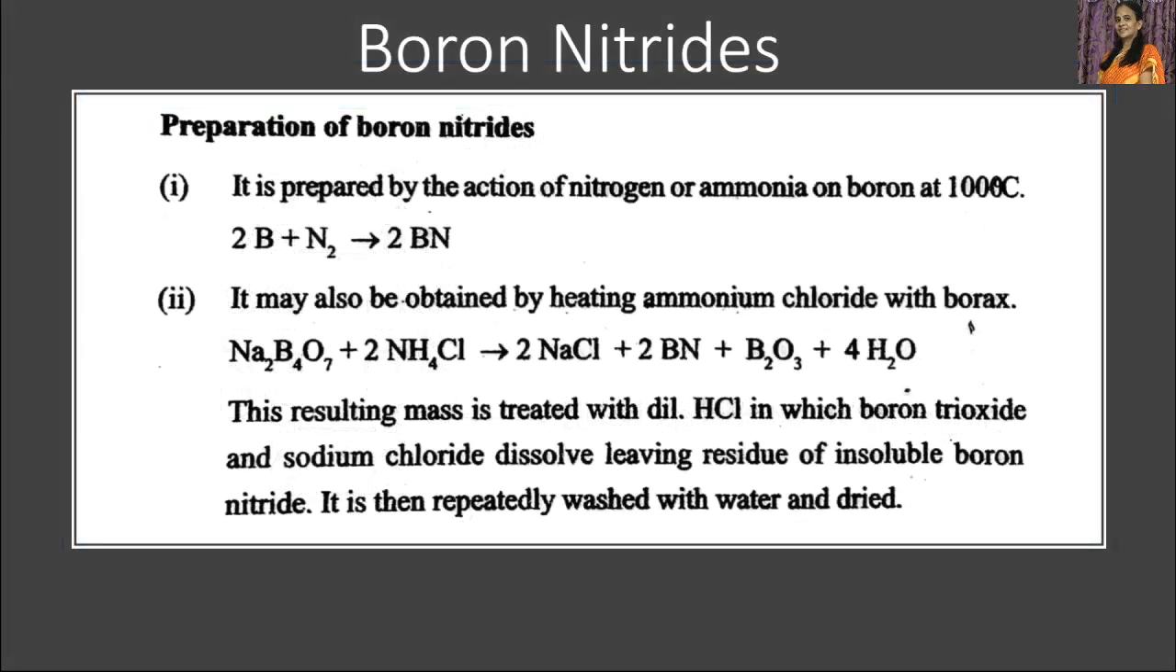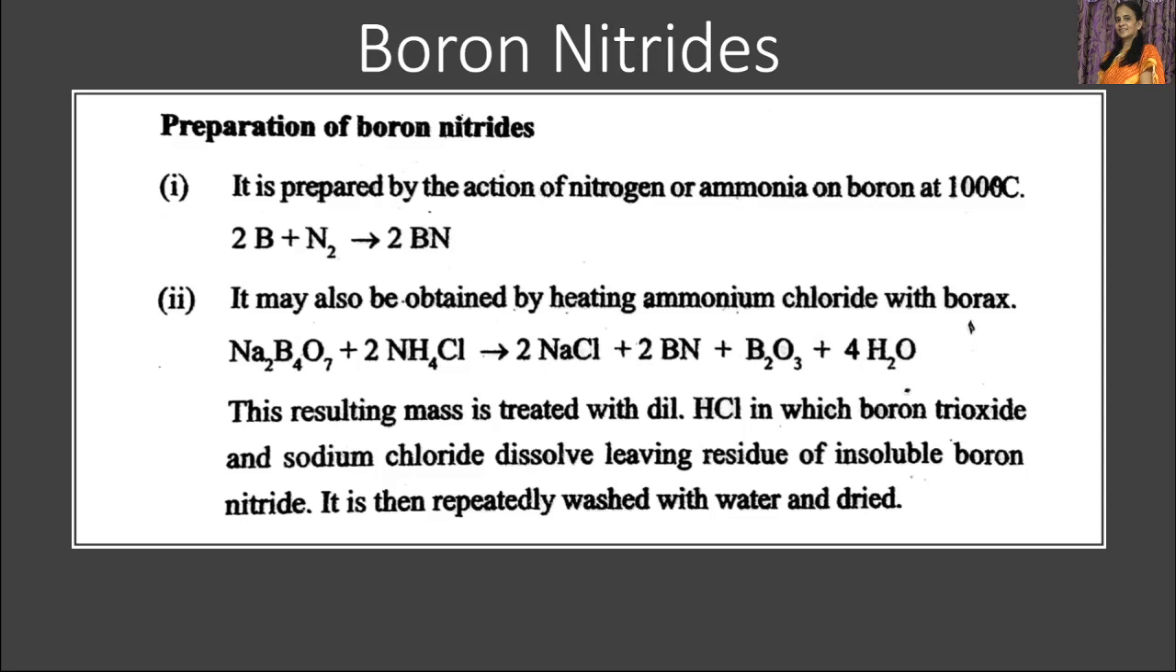Preparation of boron nitride. Here we are going to discuss another compound of the 13th group, that is boron nitride. Let us see how boron nitride is prepared. It is obtained by the action of nitrogen or ammonia on boron at 1000 degrees centigrade, a very high temperature. The boron combines with nitrogen or ammonia to form boron nitride, with the formula BN.